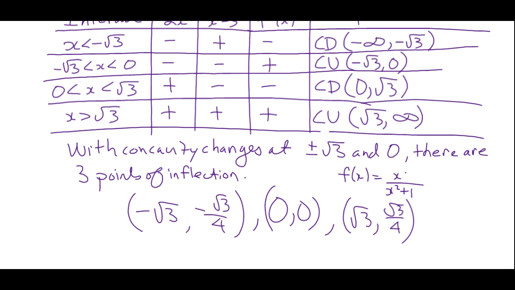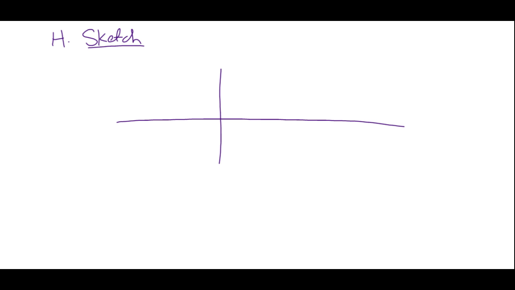Okay, so we got everything we need. We have points of inflection, local mins, local maxes, intercepts, all the good stuff. So we should be able to go sketch this. Put all the information together. So H is sketch. Okay, so we've got an intercept at 0, 0. We know there's odd symmetry, but we can still sketch this without really knowing that.